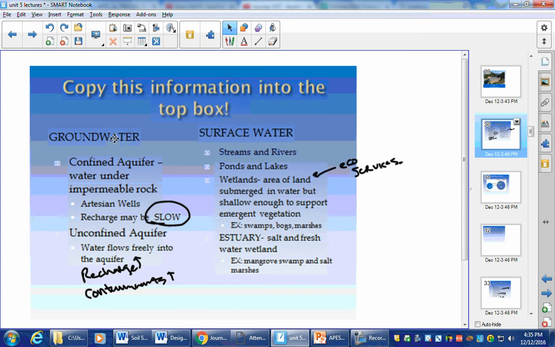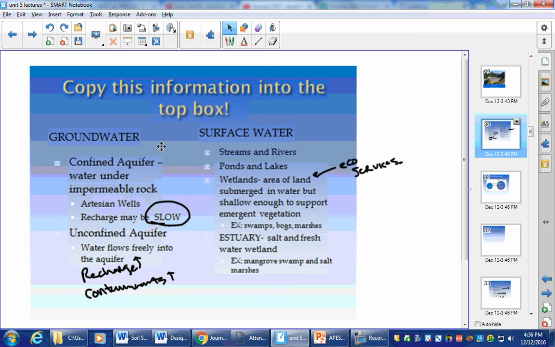So these are how our waters are divided. We have groundwater and surface water. For our groundwater, it's stuff that we're going to see in aquifers. Okay? So you have confined aquifers. If it's confined, it has impermeable rock. And we talked about porosity, right, in our physical soil labs. Impermeable rock, we can drill into them and make artesian wells.